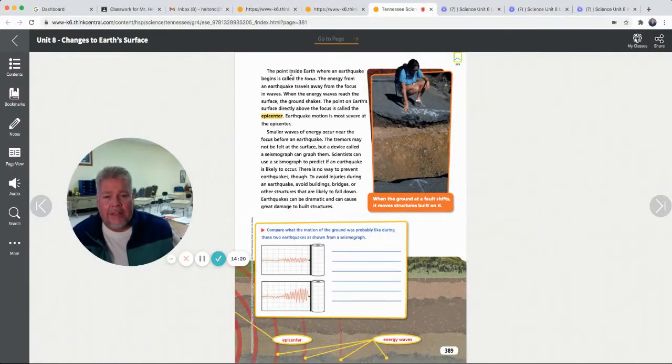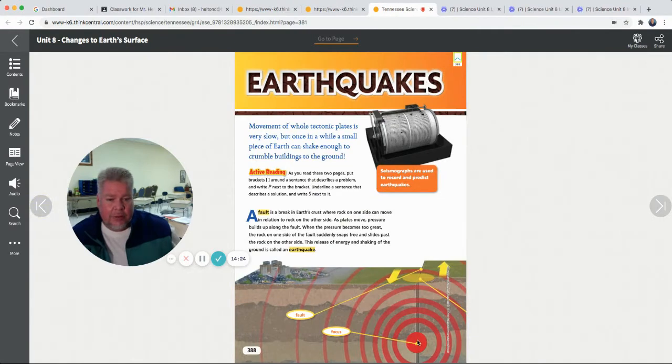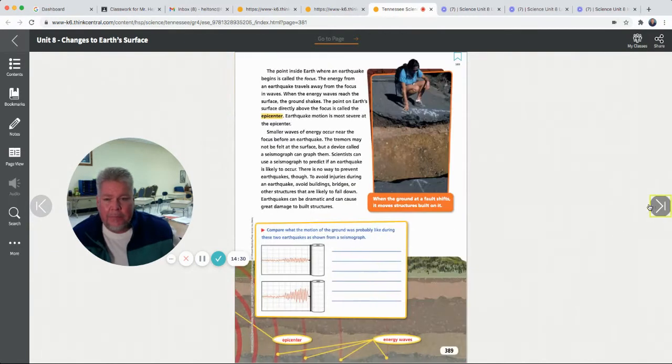The point inside the earth where the earthquake begins is called the focus. You saw it here. So right here where these two pieces rub together, that's the focus, the focal point of the earthquake. The energy from an earthquake travels away from the focus in waves. When the energy waves reach the surface, the ground shakes.